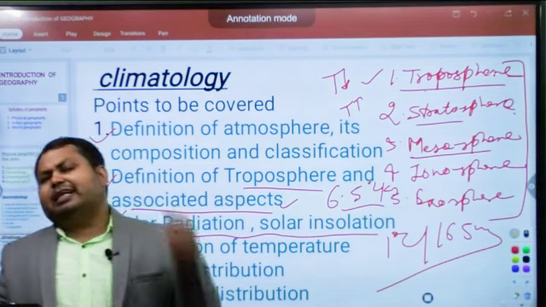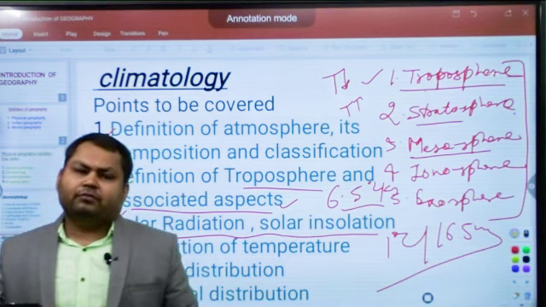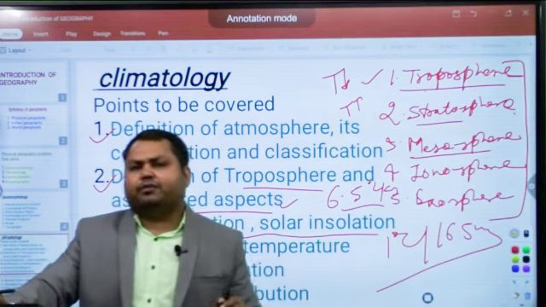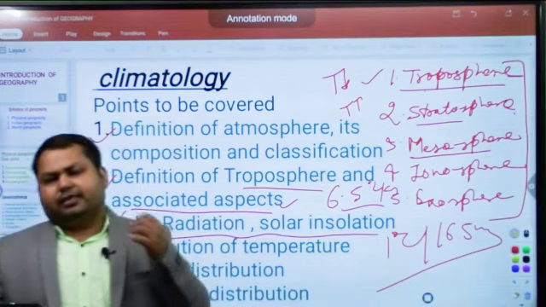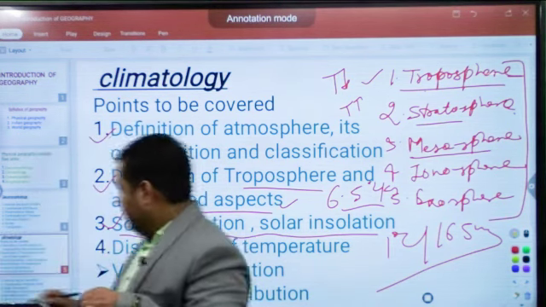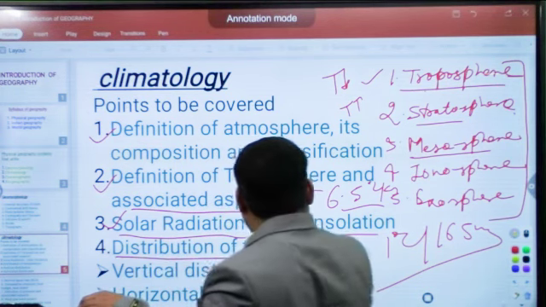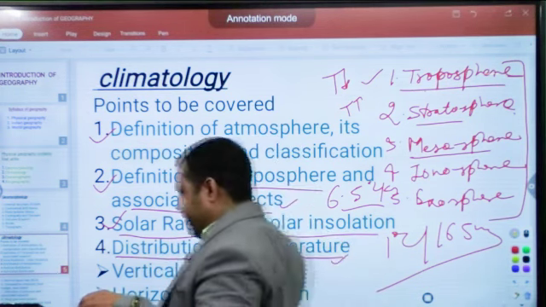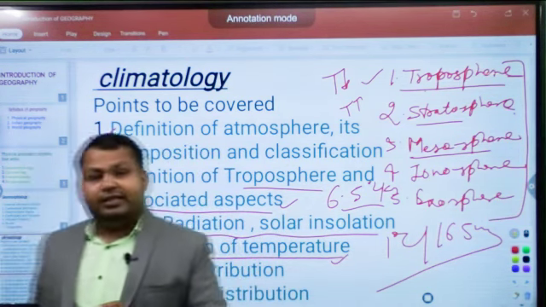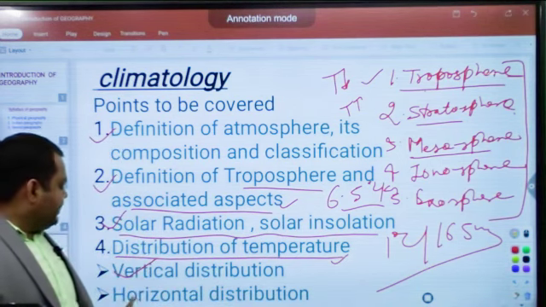Solar insolation is directly associated with the heating of the earth's surface and the atmosphere, because the energy interacts with the atmosphere, the surface of earth, or the ocean hydrosphere. The next is distribution of temperature. It is associated with the atmosphere. In atmosphere, temperature is studied in two ways. One is the vertical distribution and the second is the horizontal distribution.